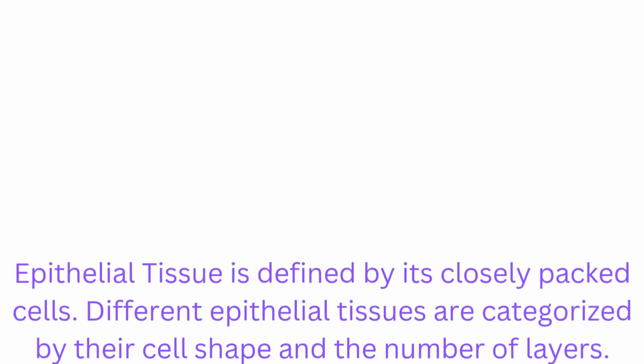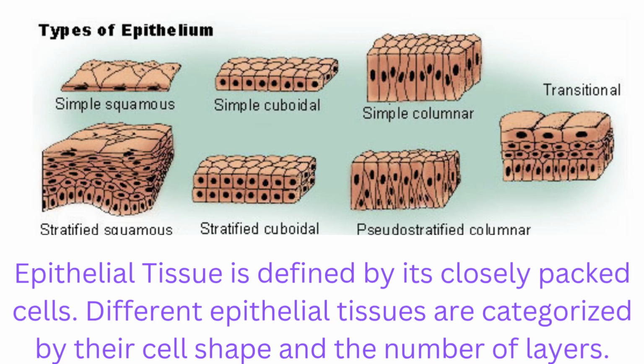Epithelial tissue forms the body's protective coverings and linings. It separates the internal environment from the external world, covering the skin, lining the lungs, and surrounding the digestive tract. Structurally, epithelial cells are tightly packed with very little space between them, forming continuous sheets.